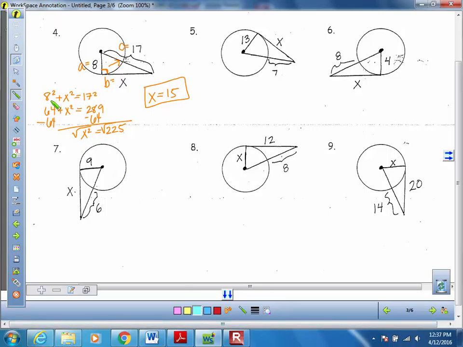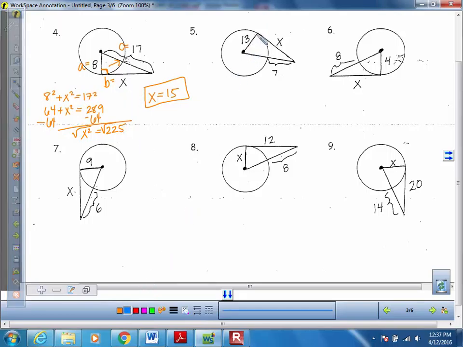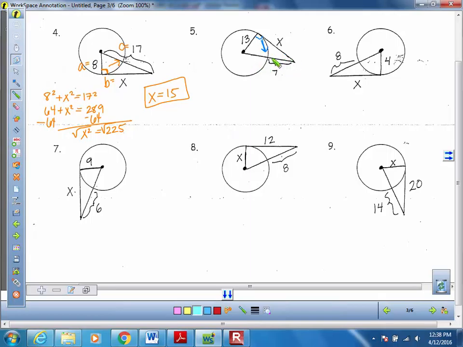Okay, let's try another one of those. So let's look at number 5. In number 5, where would my right angle be there? Where 13, which is the radius, and x meet, so right here. So my C, or my hypotenuse, is across from that. Do we know how long the hypotenuse is? No. We have that this piece right here is 7, but we don't have this piece here. How could we figure that out?